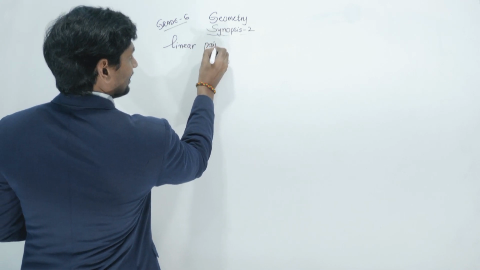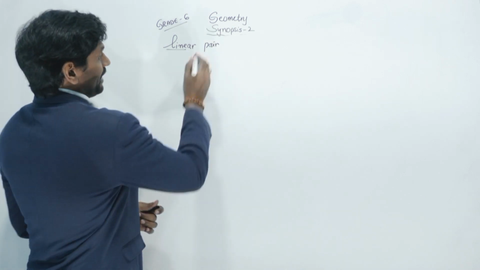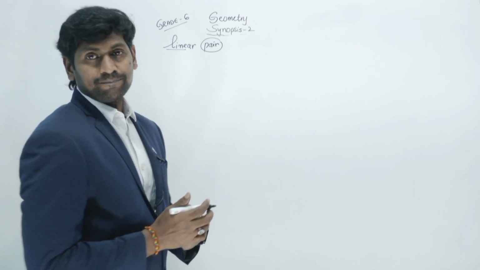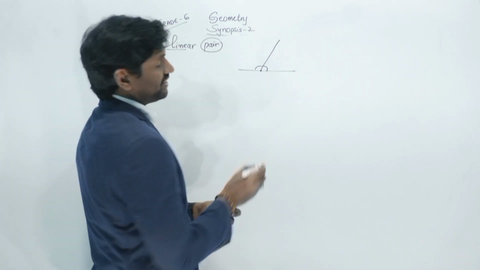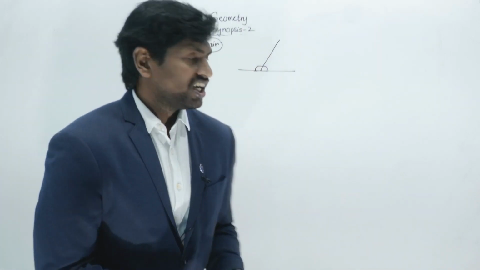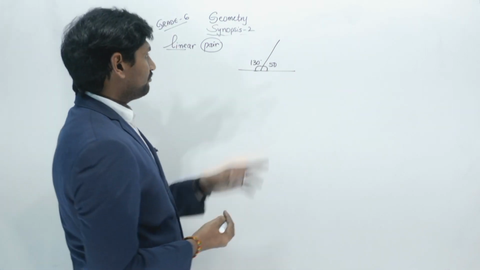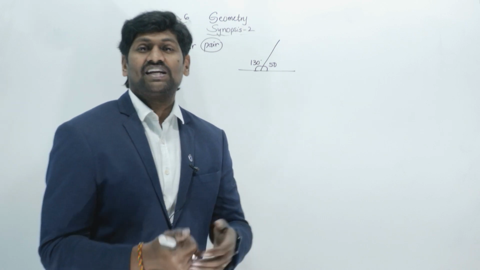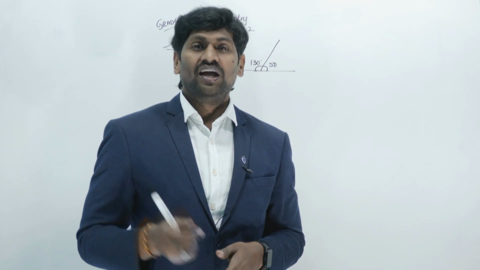Linear pair. While you're observing this word clearly, line, L-I-N-E, line pair. A pair of angles on a same straight line are called linear pair, and their sum is nothing but 180 degrees. Okay, now here 50 and 130, these two angles we can consider as a linear pair because they both make a straight line. And we already discussed vertically opposite angles also. Let us continue the exercise problems here.